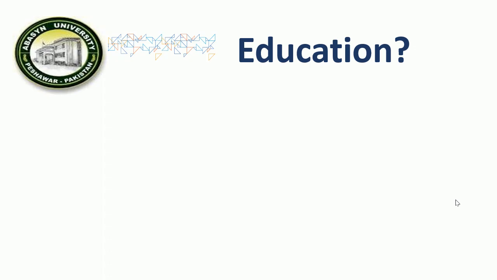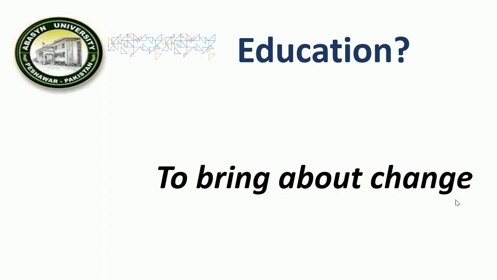But if we analyze all these definitions, we will reach the conclusion that they lead to a single outcome, and that is change. So education basically means to bring about change. Change where? Change may be in the knowledge of the students, the knowledge of the people, change in their technical skills, or change in their soft skills like communication and presentation skills, or it may be in technical skills in terms of computers, construction, repairing, or engineering skills.